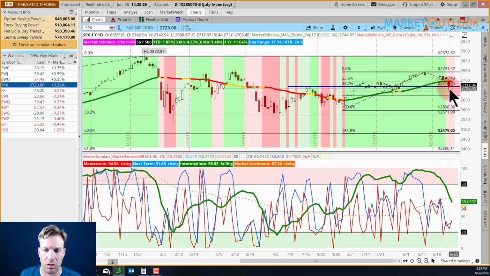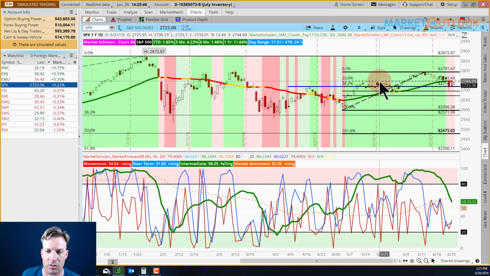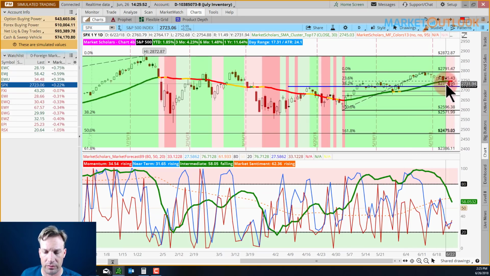And the confirmation will come, as of right now, when we close above this day's high point, which is right there about 2743. So you'd have to get up to 2750 or higher. Basically get back above that 23% Fibonacci retracement level, and then you would expect higher highs, right? You're coming up off higher low points.